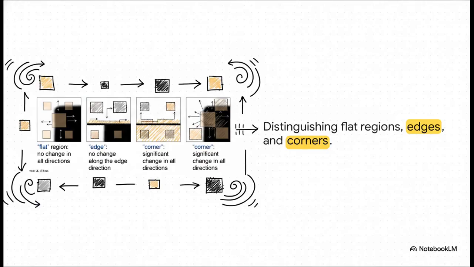Look at the stark difference between a flat region, an edge, and a corner. Picture a tiny window sliding over the image. If you move that window in any direction over a flat region, nothing changes, right? The pixels all look exactly the same. If you slide it along an edge, nothing changes along the direction of the edge itself, but it does change if you move perpendicular to it. But a corner is the sweet spot. If you move that tiny window in literally any direction over a corner, you get a massive change in pixel intensity. That huge shift in all directions makes corners incredibly valuable anchor points for a computer.